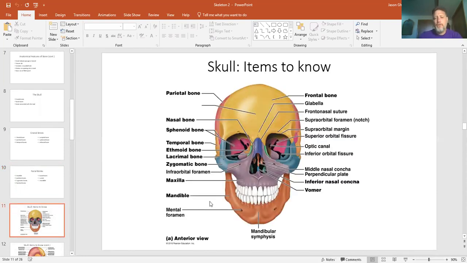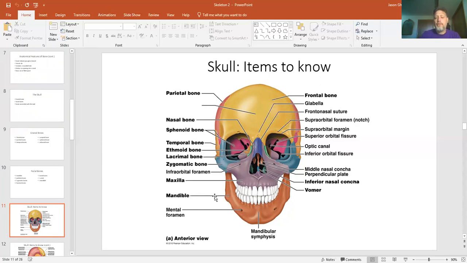Here's an anterior view of the skull. I know it seems daunting, but you need to familiarize yourself with all of these labeled features on here. I've removed anything I didn't want you to know about. There are fissures. See the slits? That's the superior orbital fissure. You have an inferior orbital fissure. There's an optic canal where the eye nerve goes through. Here's another thing you've heard, foramen.